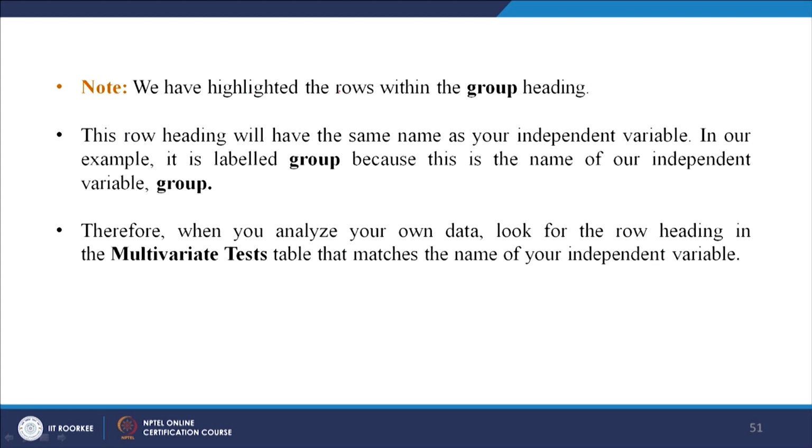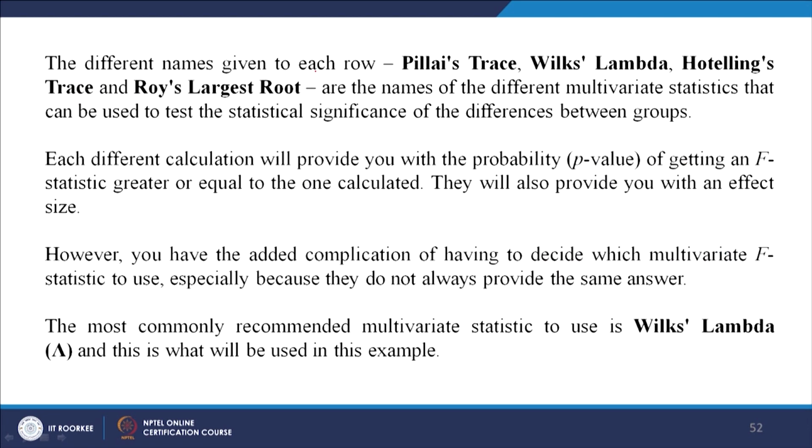Note, we have highlighted the rows within the group heading, as you saw. The row heading will have the same name as your independent variable. In our example, it is labeled group because this is the name of our independent variable, so exercise or group, whatever you want to give. When you analyze your own data, look for the row heading in the multivariate test that matches the name of your independent variable. The different names given to each row, Pillai's trace, Wilks' lambda, Hotelling's, are the names of different multivariate statistics that can be used to test the statistical significance of the differences between the groups. But generally we use the Wilks' lambda.